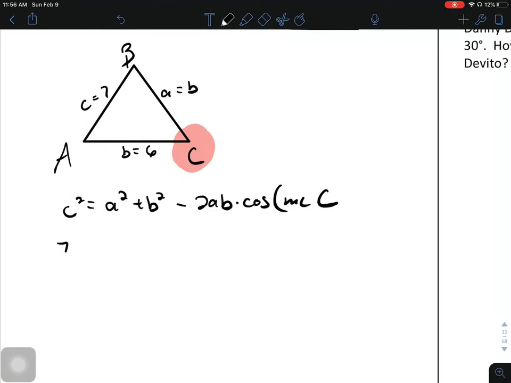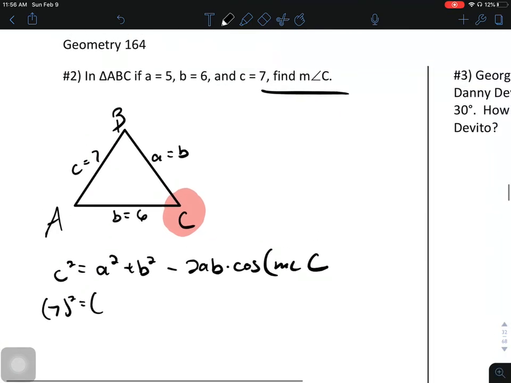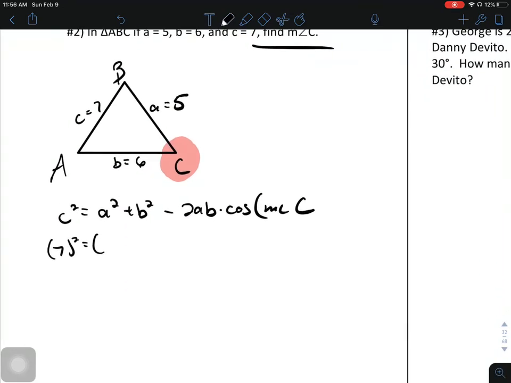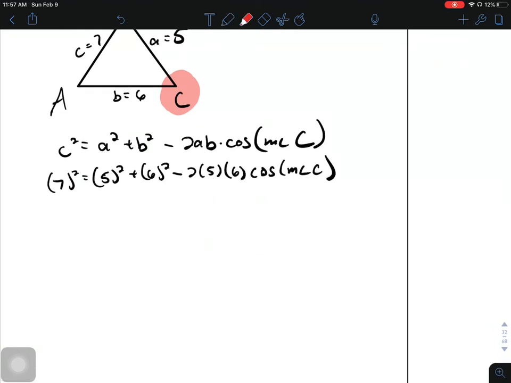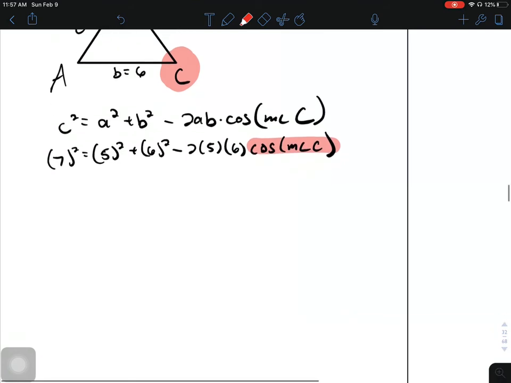We know that c is 7. When you substitute, use parentheses. We know a is, I wrote a as b. That doesn't make sense. It's supposed to be a 6. No, it's supposed to be a 5. My apologies for that. a is 5 and b is 6. So we are trying to get this by itself. Before we do that, we need to get this by itself.